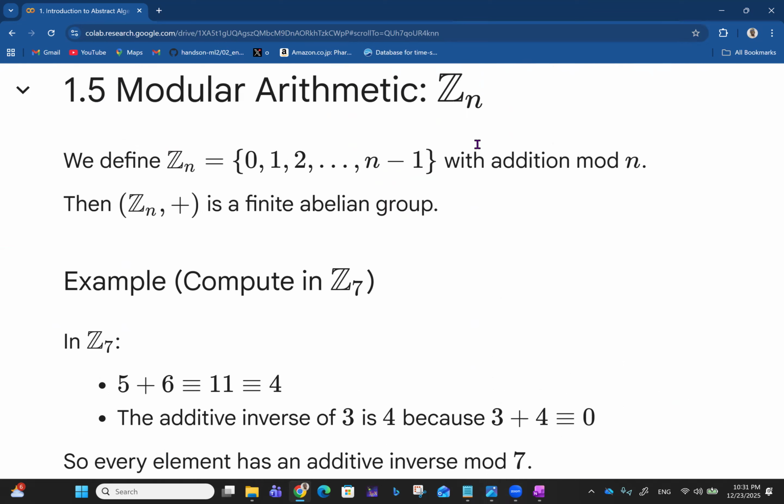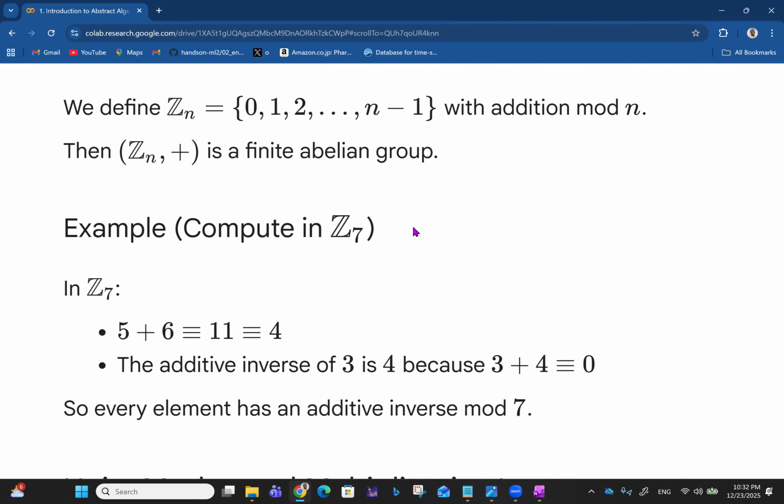So we define Z sub n to be 0, 1, 2, all the way up to n minus 1. If you have Z5, for instance, Z5 will be 0, 1, 2, 3, 4, right? You stop at 4, that's 5 minus 1, with addition mod n. So for modular arithmetic, Zn with addition mod n, then Zn and plus is a finite abelian group. We have an example of that right here.